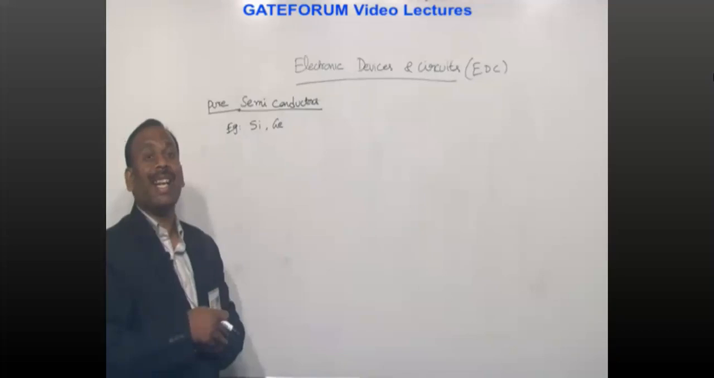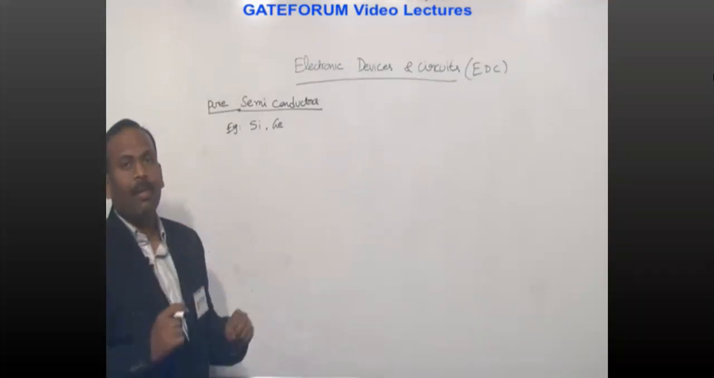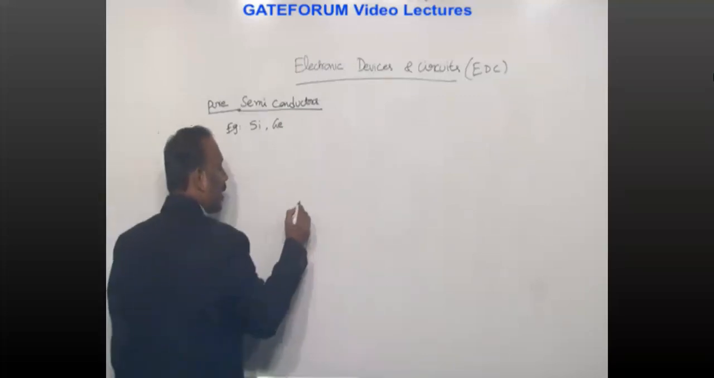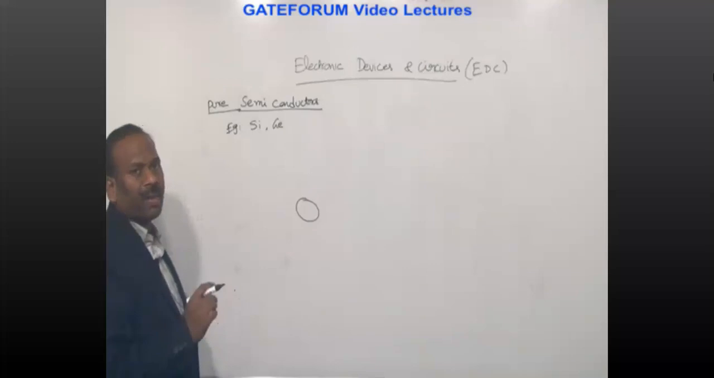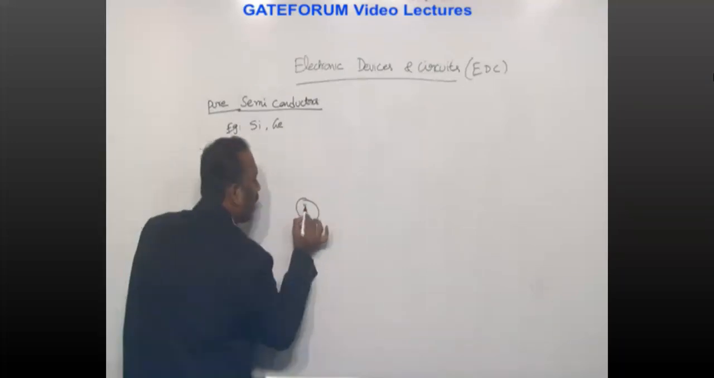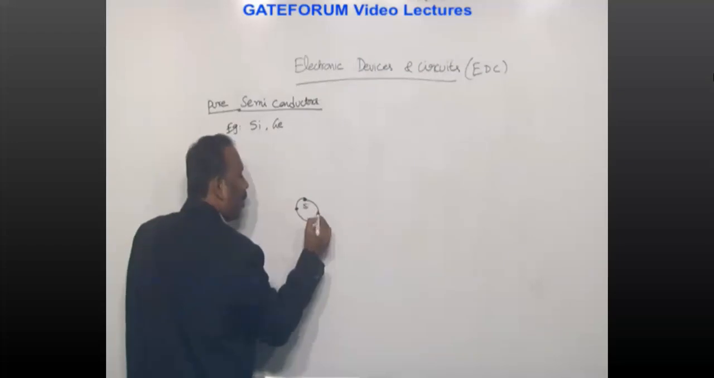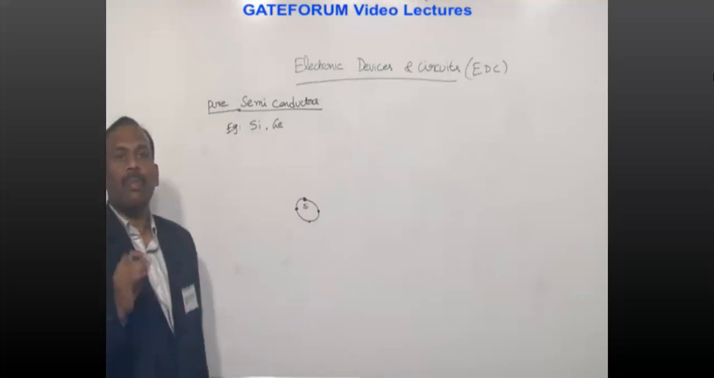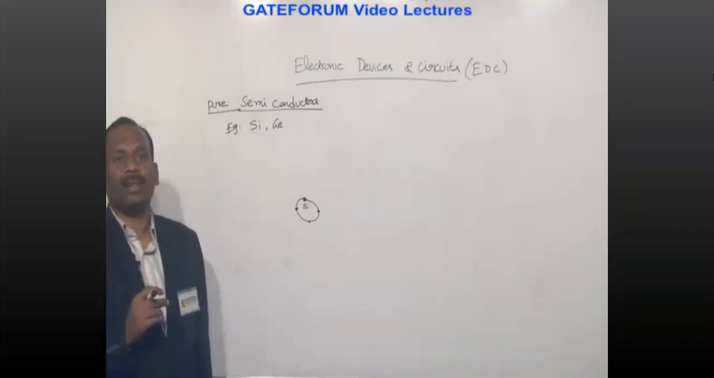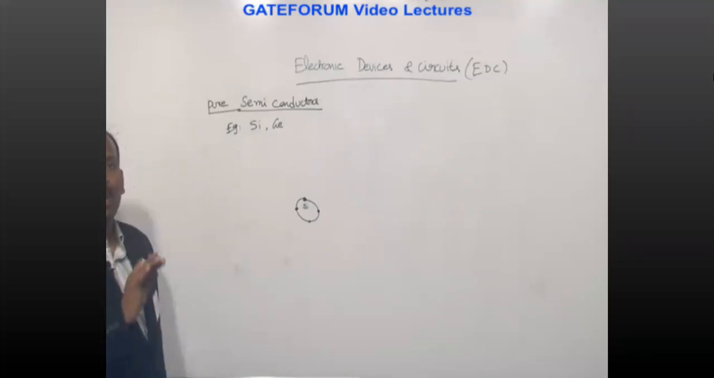For that purpose, we require a crystal structure. It's a three-dimensional view. Take it as silicon or germanium; for simplicity, I will take it as silicon. There are four valence electrons. It's a fourth group element. Silicon and germanium are fourth group elements, which means each will have four valence electrons. The previous shells are fully occupied, but the outermost shell has four valence electrons.